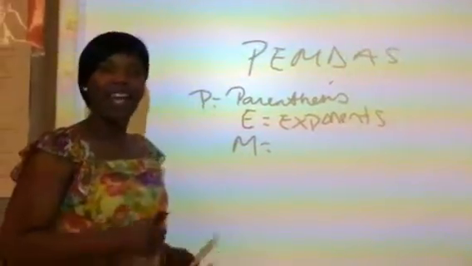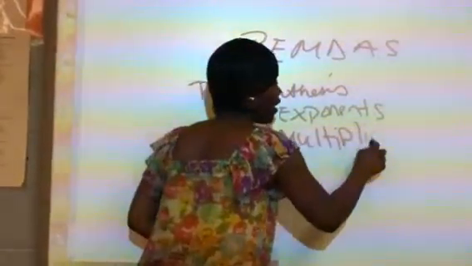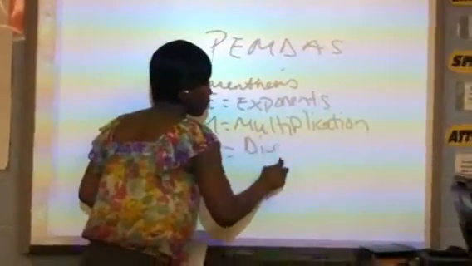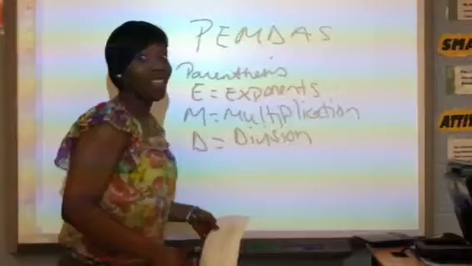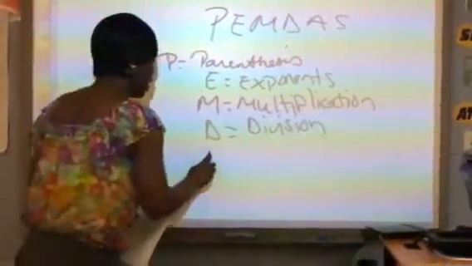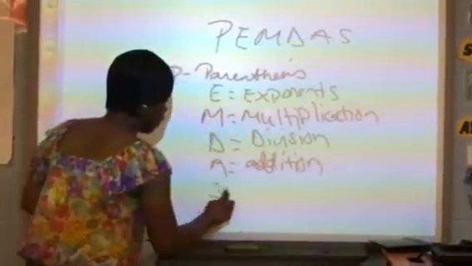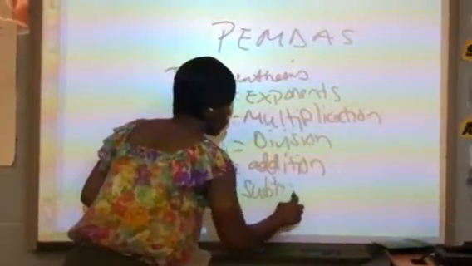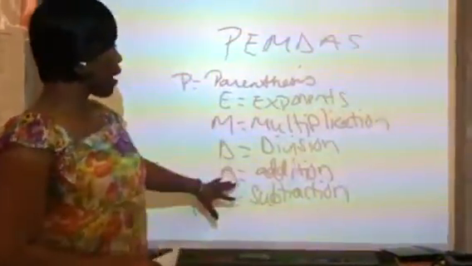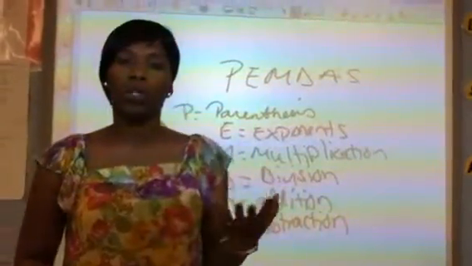M stands for what? You're right, multiplication. So let's go ahead and write it right here. And then D stands for division. And what do you all think A and S stand for? You're absolutely correct. Addition and subtraction. All right, and again, please excuse my dear Aunt Sally, that is the acronym. It helps you remember what order to do first.